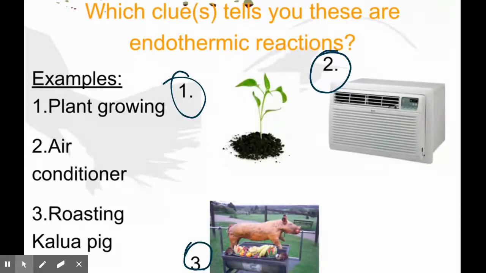Now, sometimes students can get this confused because when you think of cooking, you think you need flame or heat to cook, and that makes it feel warm to us as we're cooking. But you have to think about what is actually being cooked. The pig is the system here, and energy needs to go into the pig in order for it to cook, which makes it an endothermic reaction.